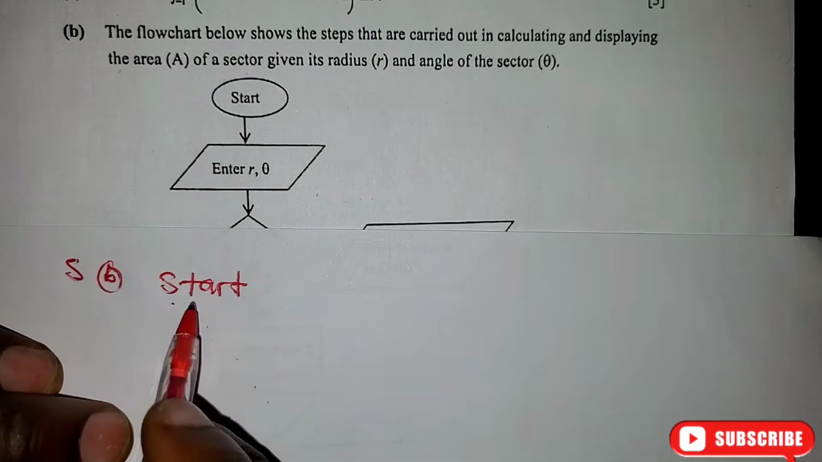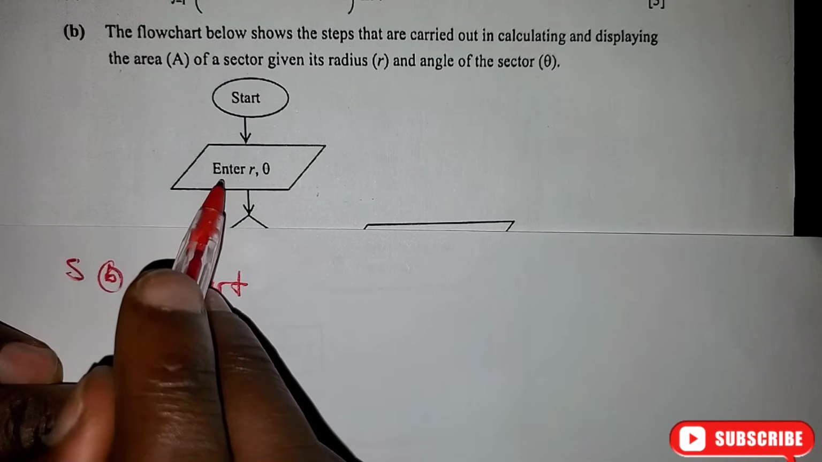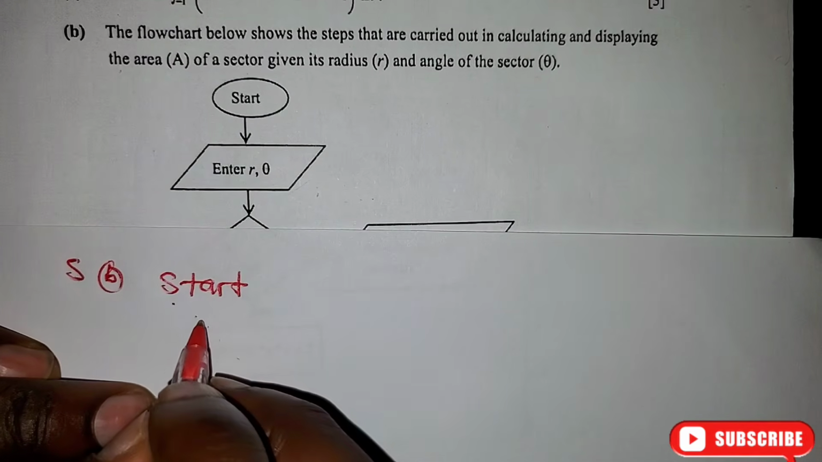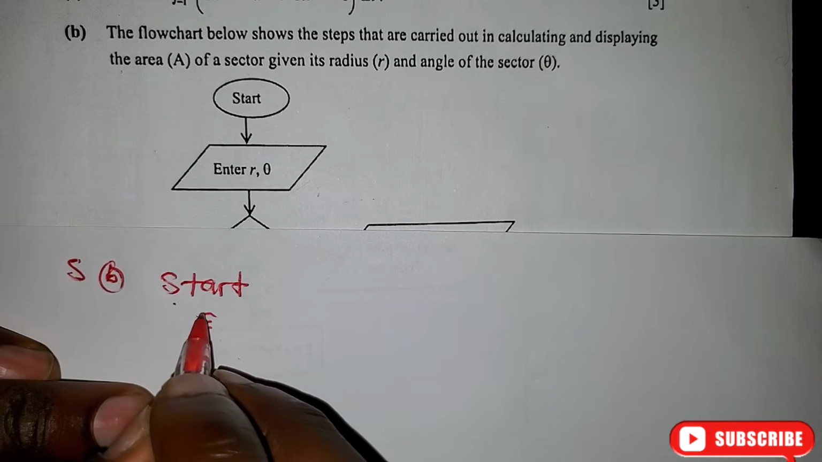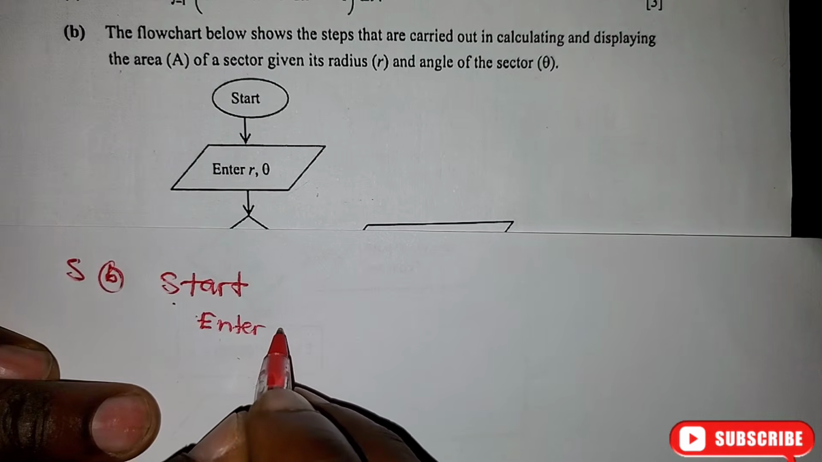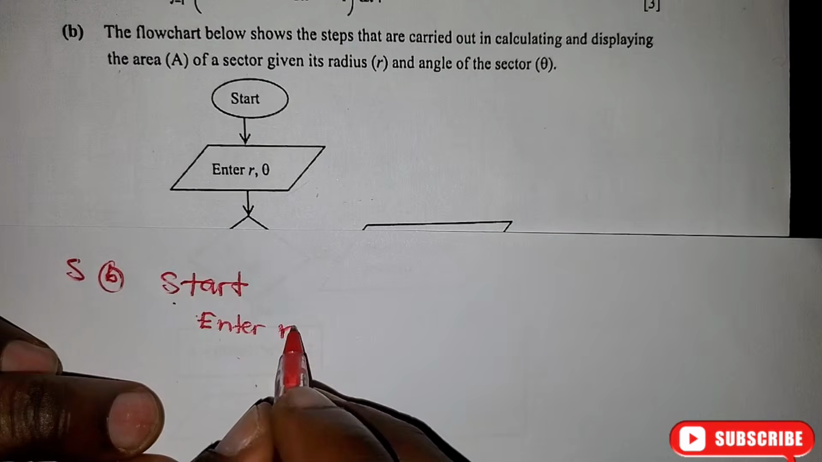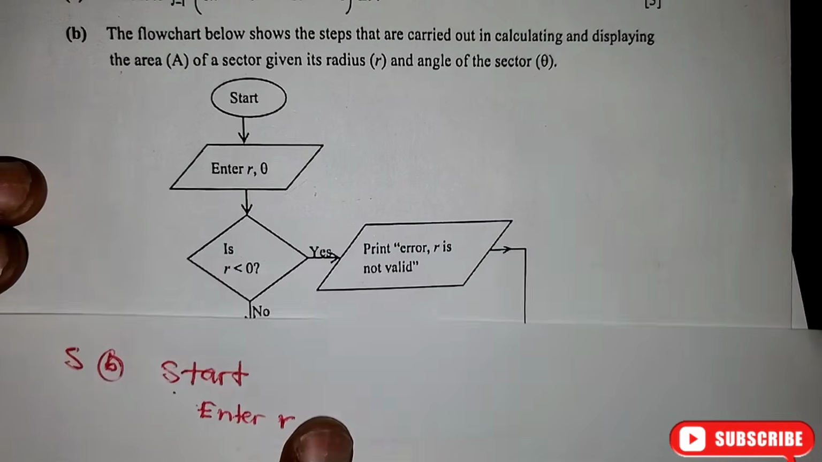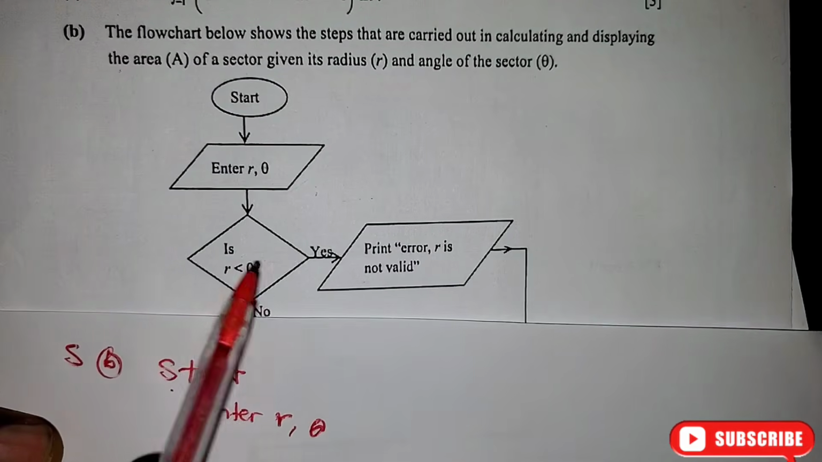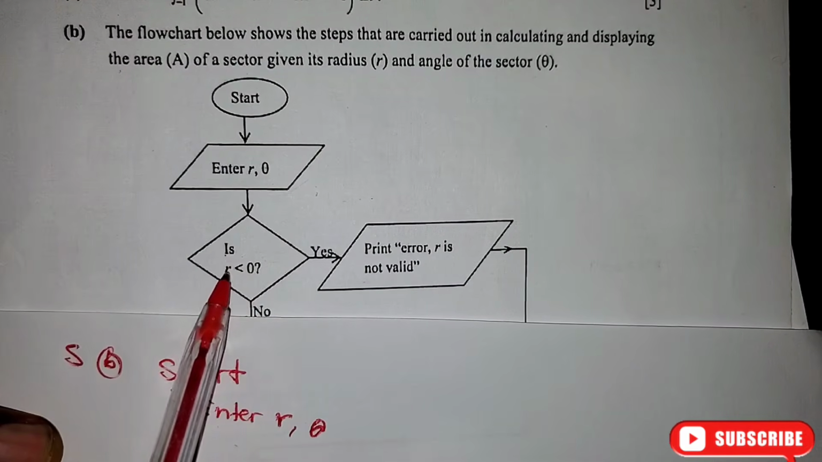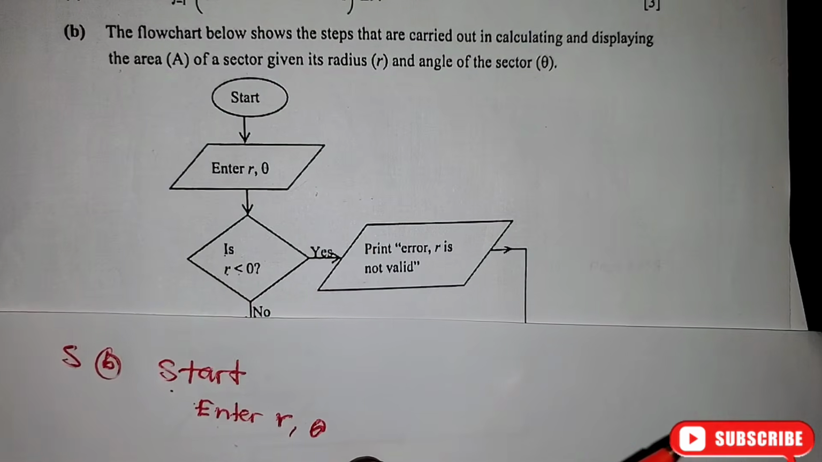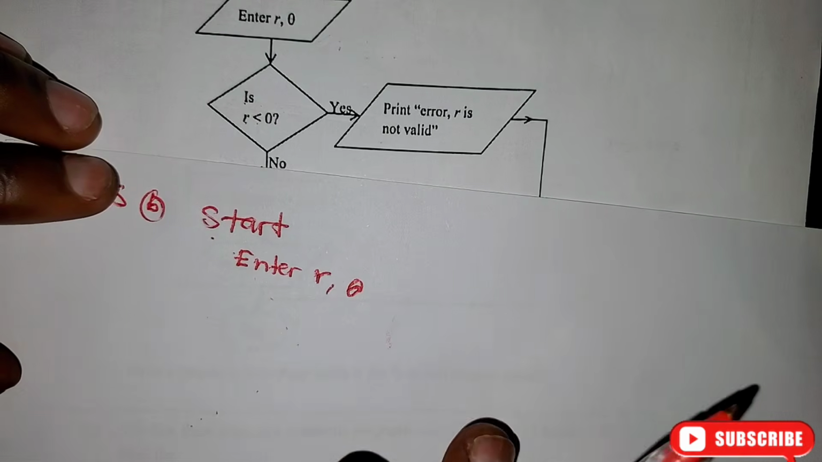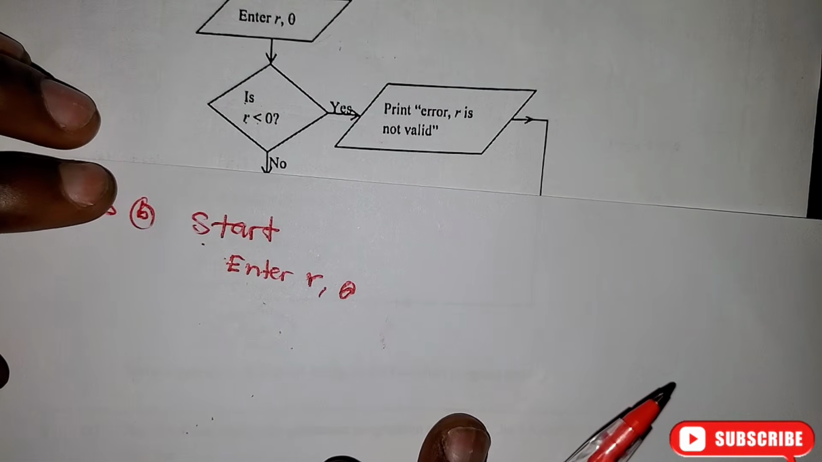Okay, so start. The next items or statements here on this parallelogram was going to be enter. So you can just enter this a little bit here. So you can just write enter r and theta like this. All right. Now, when you come to this stage, this is a decision box. Is r less than 0? They're asking. It's the question. So there are two possible answers. It can either be yes or no.